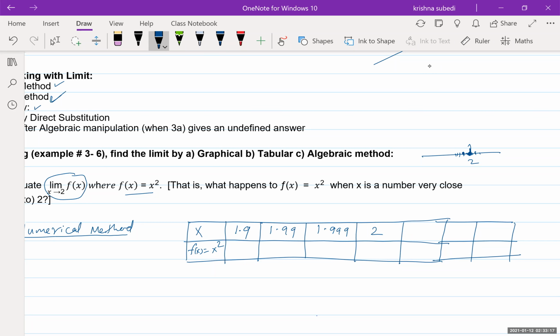And then this is 2 and some right-hand values, maybe 2.001, okay, maybe 2.01 and maybe 2.1. Okay, a couple of values. Now, I want you to use your calculator and tell me, when x is 1.9, plug in that value here. So 1.9 squared, how much is that?